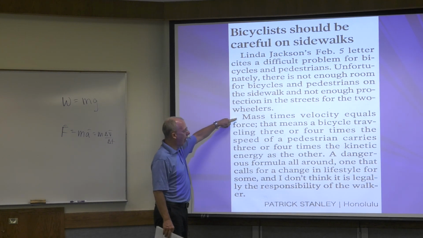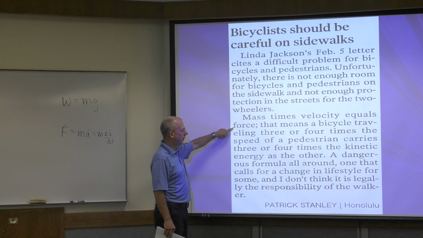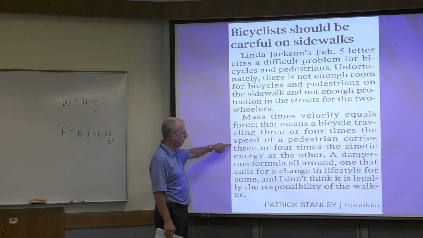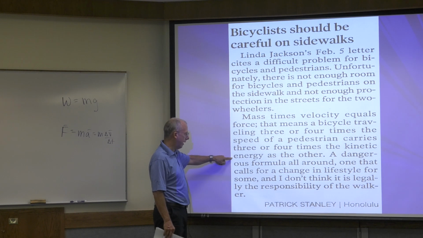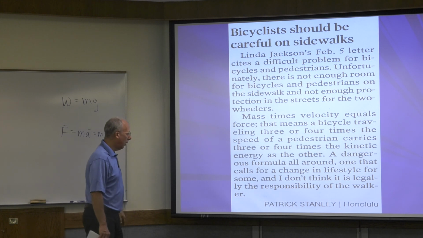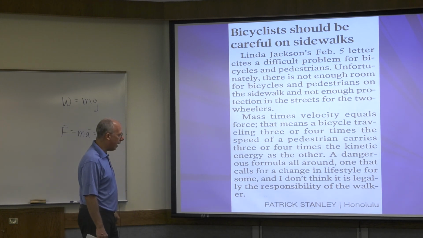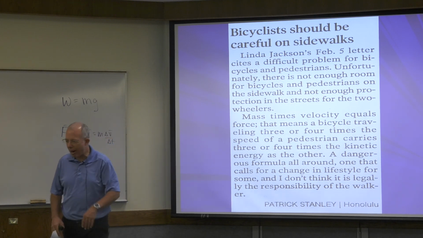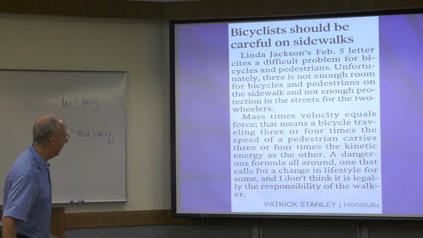Mass times velocity equals force. That means a bicycle traveling 3 or 4 times the speed of a pedestrian carries 3 or 4 times the kinetic energy as the other. A dangerous formula all around, one that calls for a change in lifestyle for some, and I don't think it is legally the responsibility of the walker. All right, what is wrong with that?